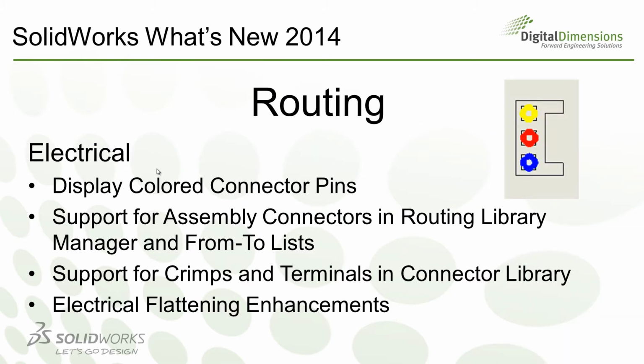So I'm going to first talk about electrical routing and the enhancements in 2014 on the electrical side of routing. The first thing I'm going to show is display color connector pins, so you can show the different colors of the pin leads on both ends of a wire route on both connectors. Secondly, we're going to show the ability to show a connector that's not just a part connector anymore. You can actually have it be an assembly, and SolidWorks will let you create the assembly connector in the routing library, and also it'll work in a from to list too.